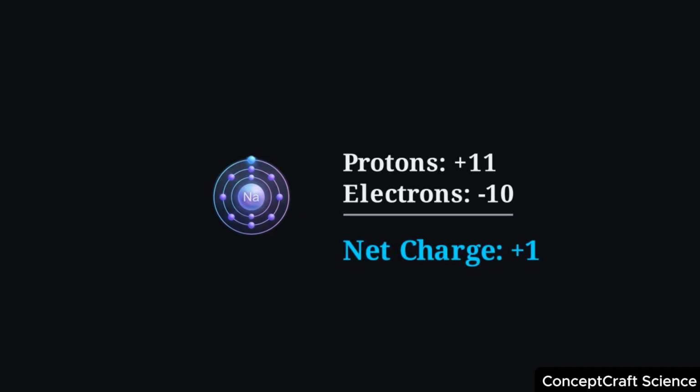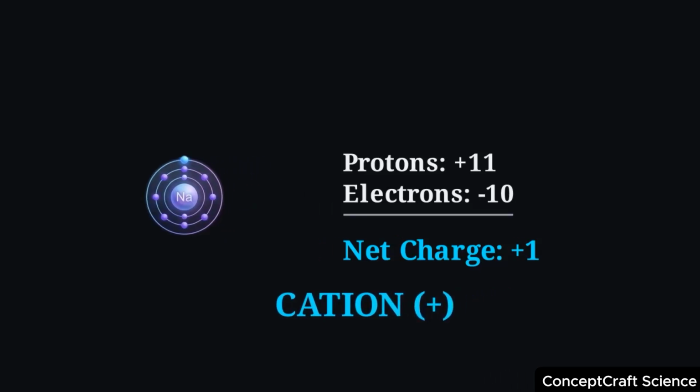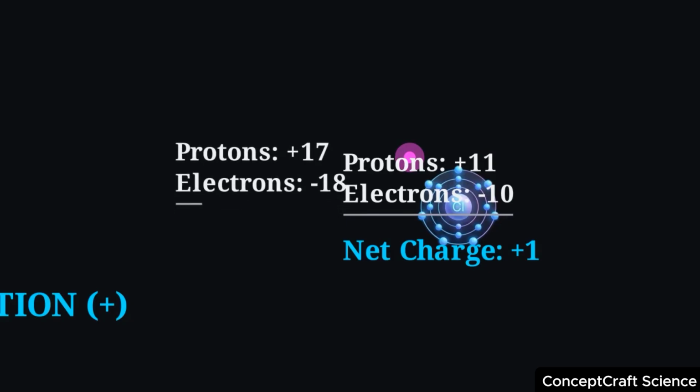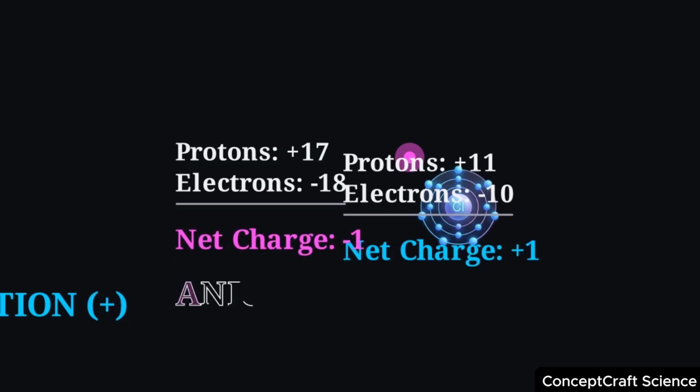It is now a positive ion, or a cation. Over on the chlorine side, the math flips. It keeps its 17 positive protons, but now holds 18 negative electrons. Gaining that extra electron gives it a net charge of -1, making it a negative ion, or an anion.